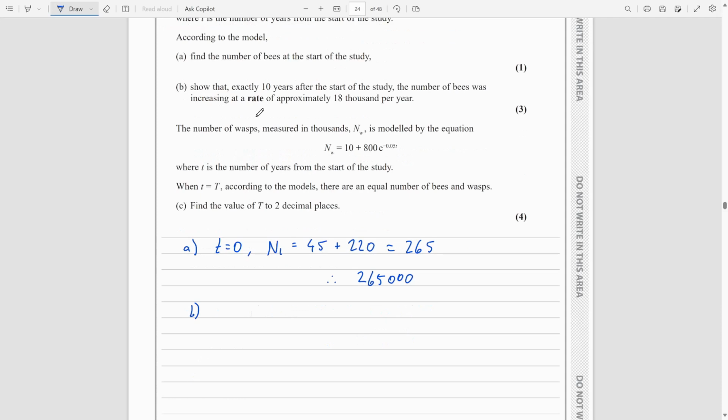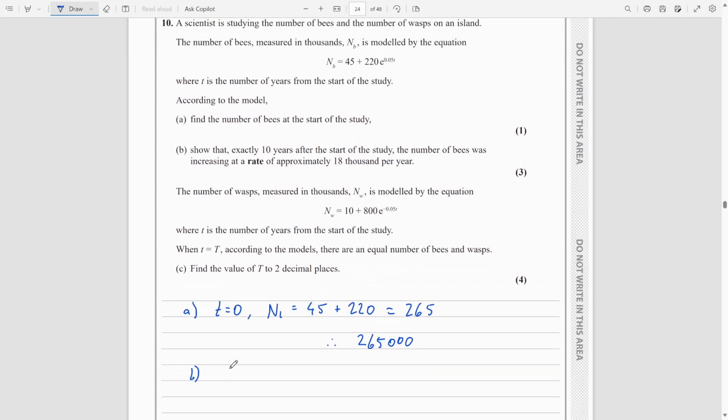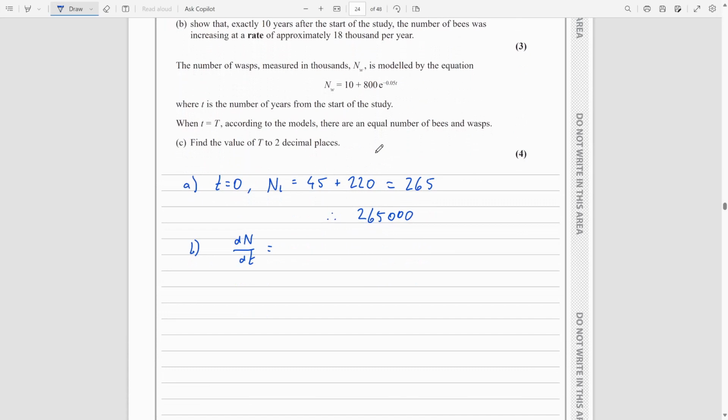Okay, so this is a question about the rate of increase. The rate of increase is the derivative. So I need to differentiate this model. So I need to find dN by dt. So differentiate 45, you get 0. If you differentiate 220 e to the 0.05t, well, you need to multiply the 220 by 0.05, and for that you get 11. So it's 11 e to the 0.05t. And we need to work out what that is when t equals 10.